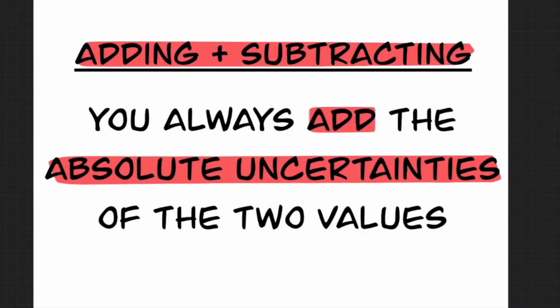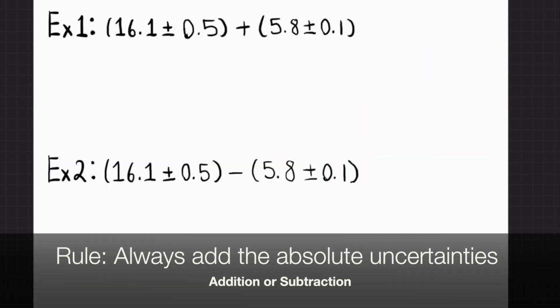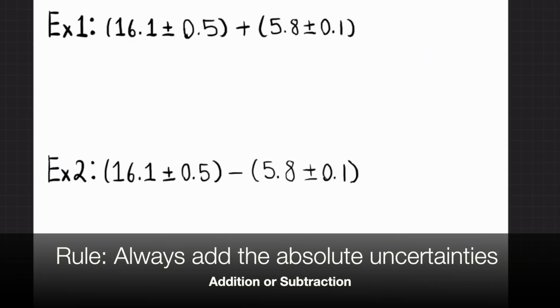Alright, so now let's talk about adding and subtracting. This is the rule you need to follow when you have an addition or subtraction problem. So you always add the absolute uncertainties of the two values. So let's look at an example. So here are my examples. Here we have 16.1 plus or minus 0.5 plus 5.8 plus or minus 0.1. So let's just find the actual addition value. So it's 16.1 plus 5.8. And the uncertainty, as you might see, this is already in absolute.